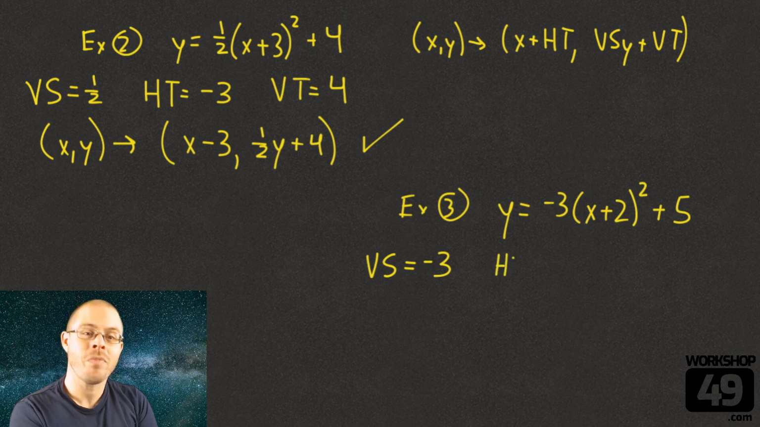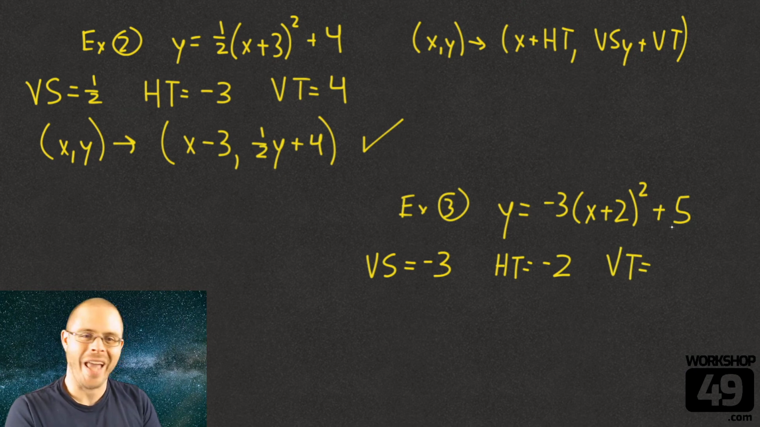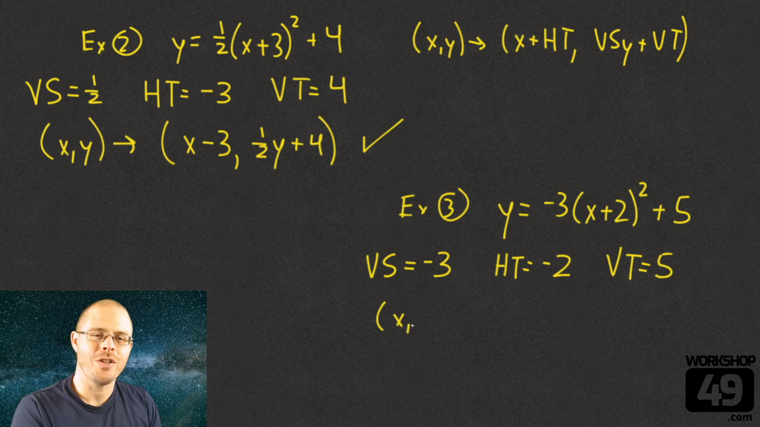That's a -3. The horizontal translation is the opposite of what's being added to the x. So because it's a plus 2 in the equation, the horizontal translation is a -2, and that vertical translation is just what's being added on in the end, so it's a plus 5. Our vertical translation is 5. We have our three transformations. We can go ahead and plug them in to that mapping rule equation.